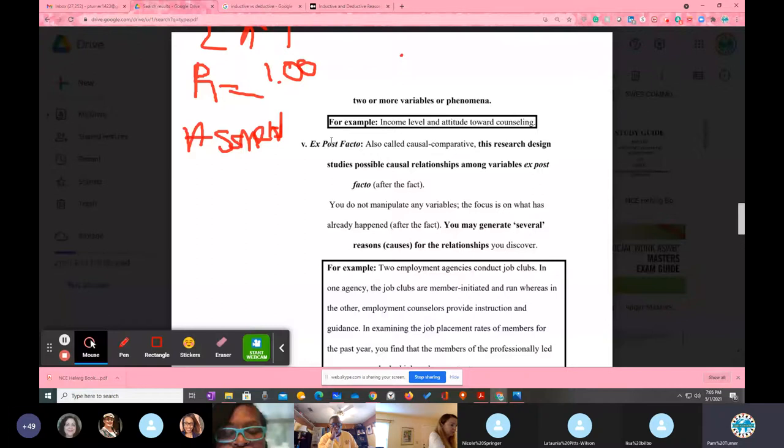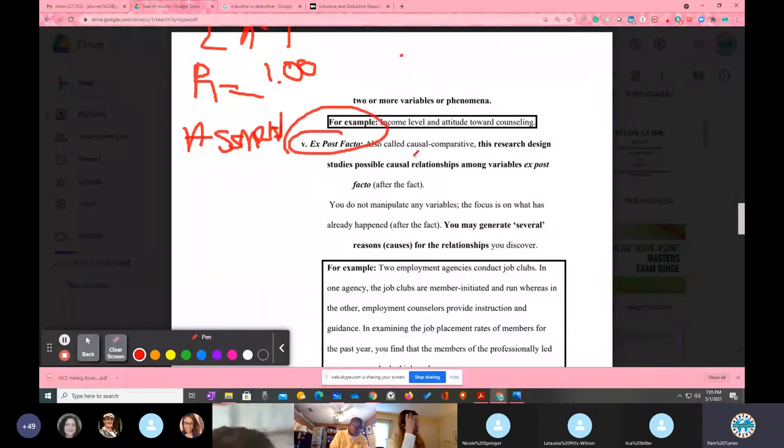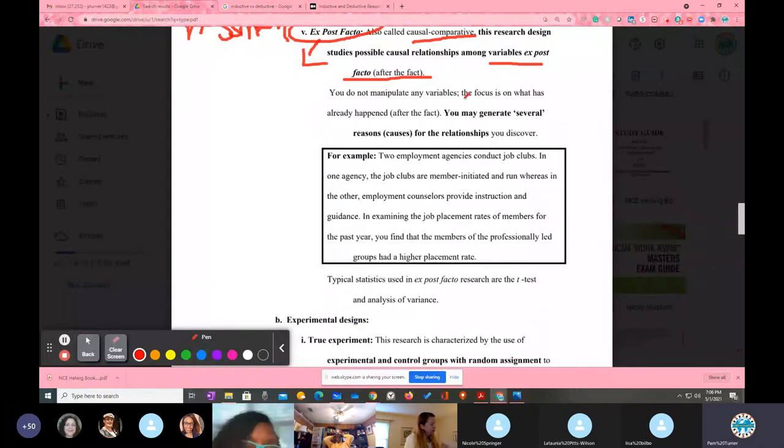That term ex post facto, that means after the fact. It's also called causal comparative. The research design studies possible causal relationships among variables after the fact. So I've done this research and then some new information has come up. And now I have to tie this research in to either a cause or compare with new research because I didn't realize it when I was in the middle of my research. In the real world, if you're doing research and ex post facto information comes up, you have to actually go back and amend your research.